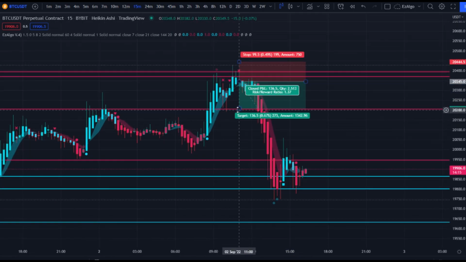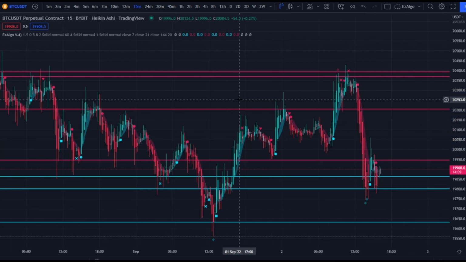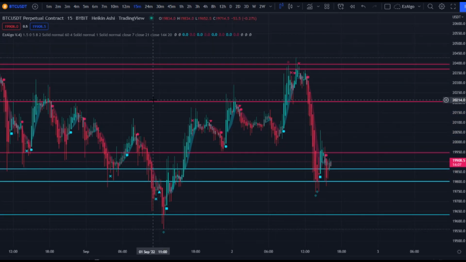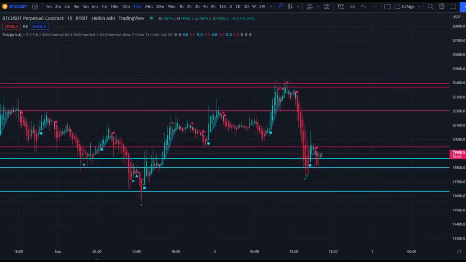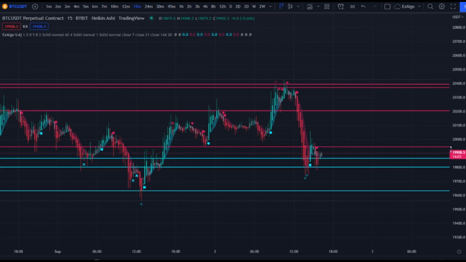Right? So that's it. It's not rocket science, guys. You have all the resources at hand if you have EzAlgo, and just play the levels and be smart about it, okay? Really not rocket science. One or two trades a day, winning trades, can honestly change your life, okay? And it's not super difficult.